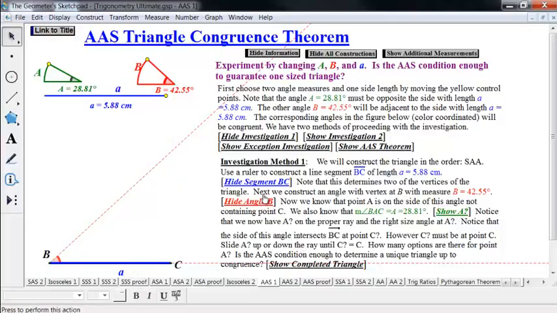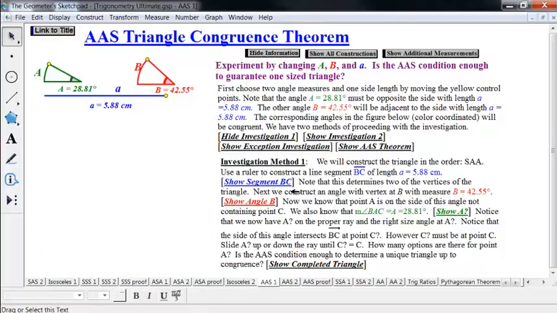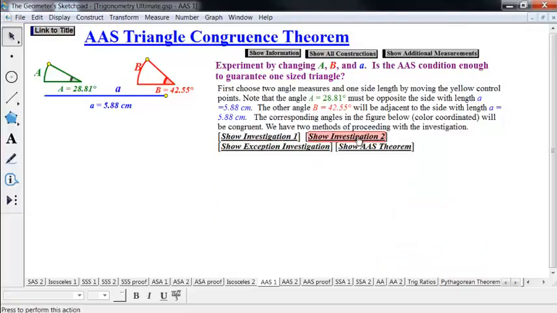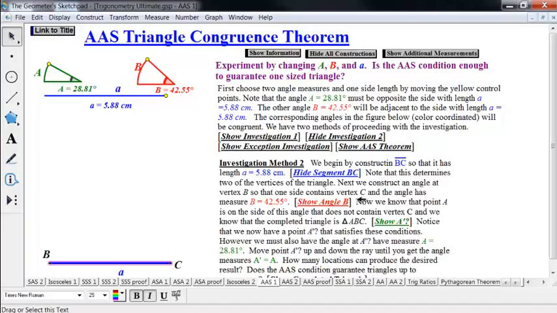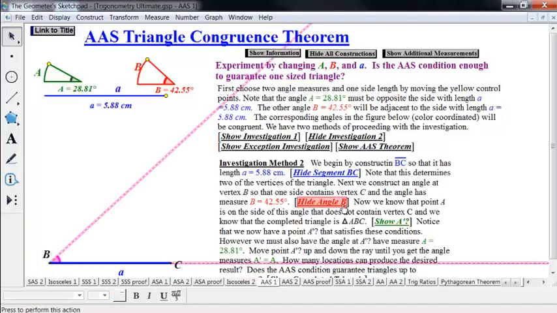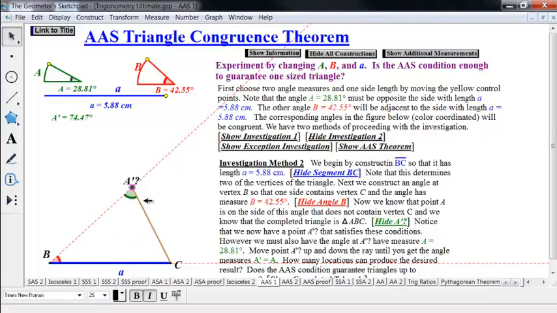Okay, so let's hide all this. And another method is to go this way. Again, we start by making our line segment, same thing, and our angle B. This time, again, we don't know where A is, but the thing we do know is that we do know where C is. So these are all the possibilities for A along this line.